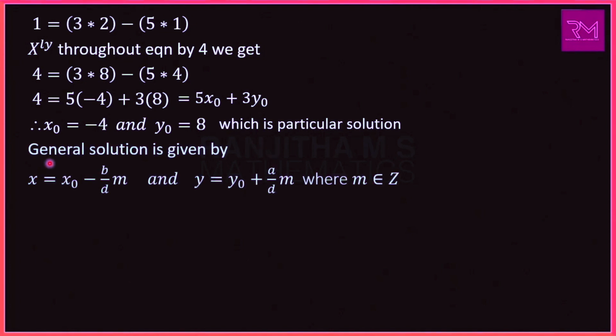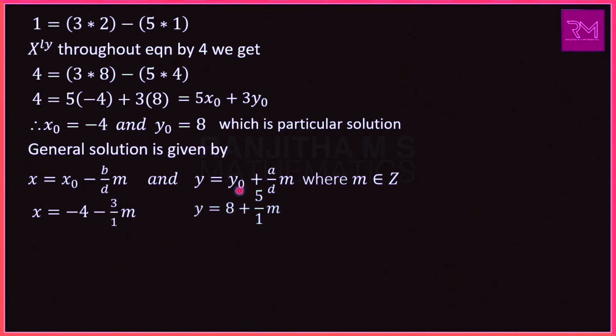Also, next step, we have to find the general solution for the linear Diophantine equation, which is given by the formula x is equal to x naught minus b by d into m and y is equal to y naught plus a by d into m, where m is some integer. So substituting the b value, a value and d value, also x naught and y naught values, we get the general solution as x is equal to, here we know that x naught is minus 4 minus, here b is 3 and d is nothing but the gcd, whose value is 1, into m as it is.